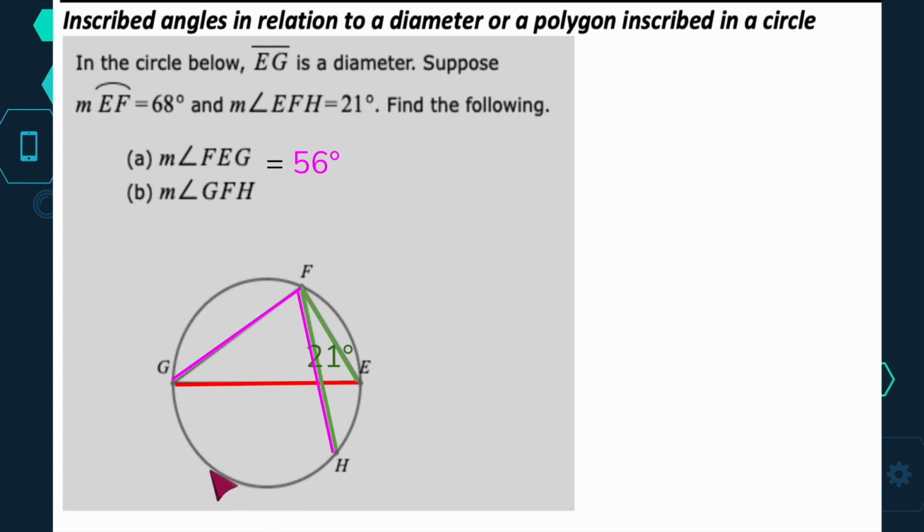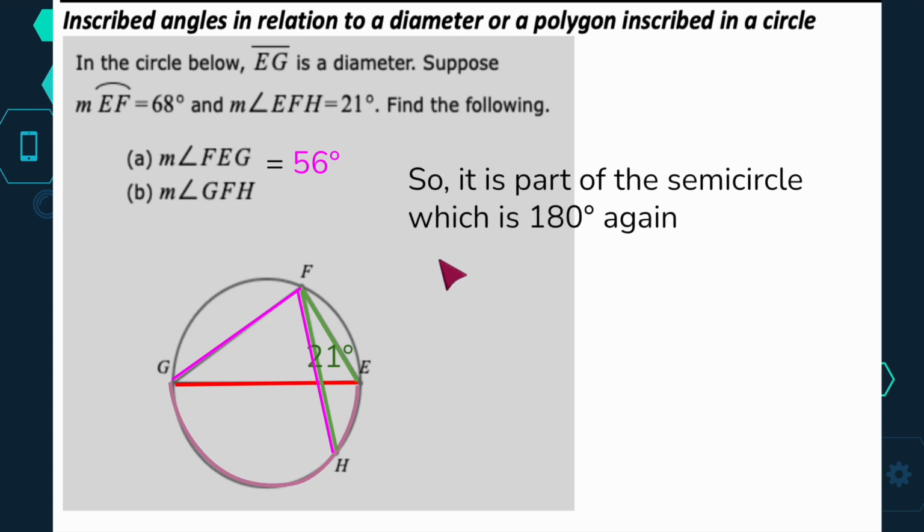Well, I don't know what this one is. I also don't know what this one is right this moment, but I can find it because this arc is created by this 21 degree angle. So I can go back and fill it in. Once I have the two pieces filled in, then I can use the semicircle again, that 180 degrees. I have to do this a couple of times on this one. So it is part of the semicircle, which is 180 degrees again. Now I'm going to find that arc HE, and I'm going to take the angle and multiply by 2 this time because I'm going out to the arc. So 21 times 2 gets us 42. So this piece of the arc is 42 degrees.